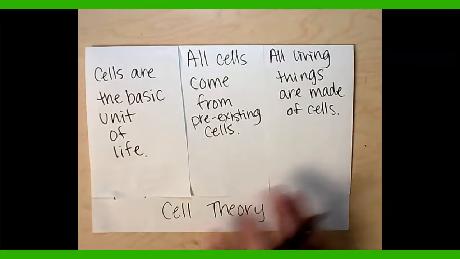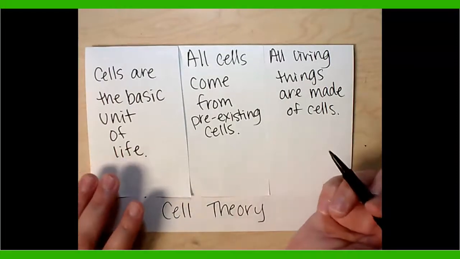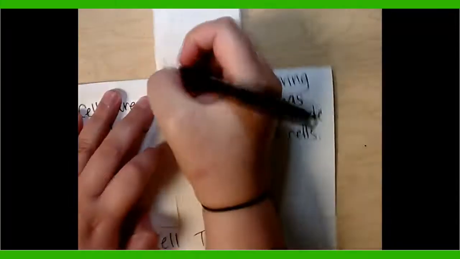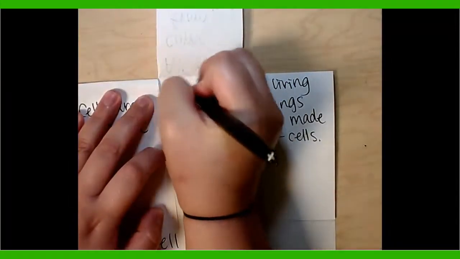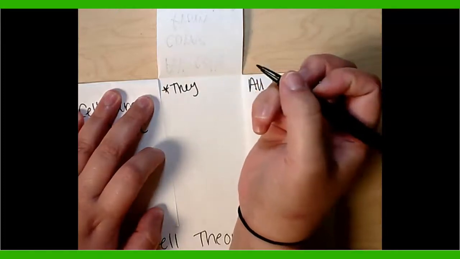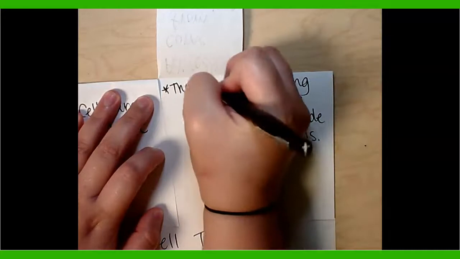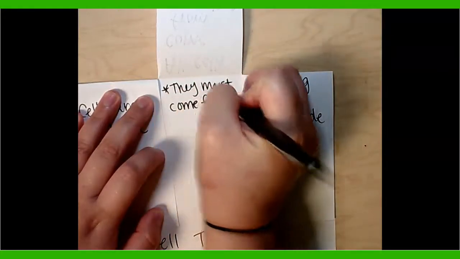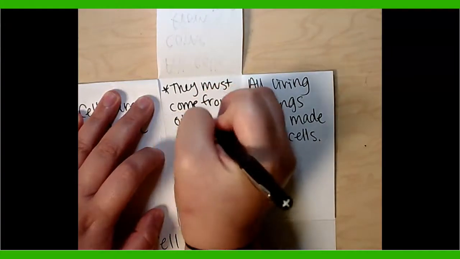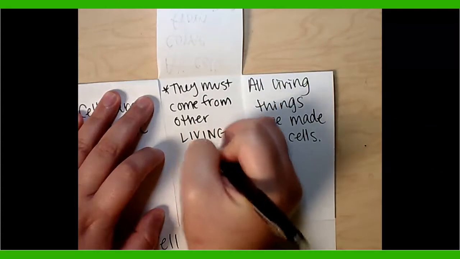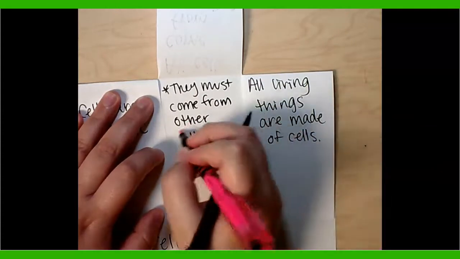Okay, the next section we're going to do is all cells come from pre-existing cells. This means they must come from other living cells. They have to be alive. And we're going to highlight living here.